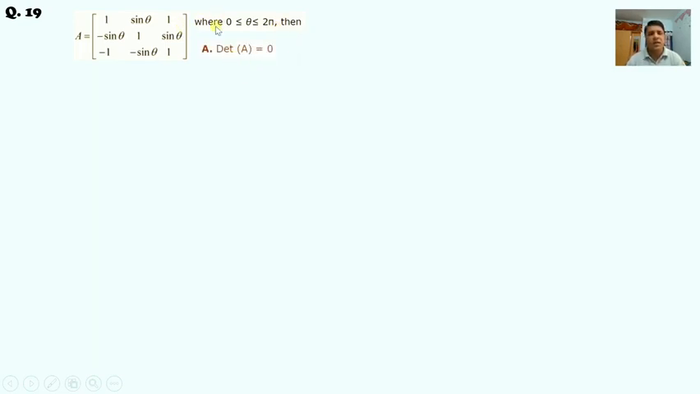Option 1, we have to check, after finding the determinant of this matrix, whether determinant of A is equal to 0, or determinant A belongs to 2 to infinity, or determinant A belongs to 2 to 4, meaning the value of this determinant A is between 2 and 4, or its value is equal to 2 or equal to 4, or between them. So let us start its solution.